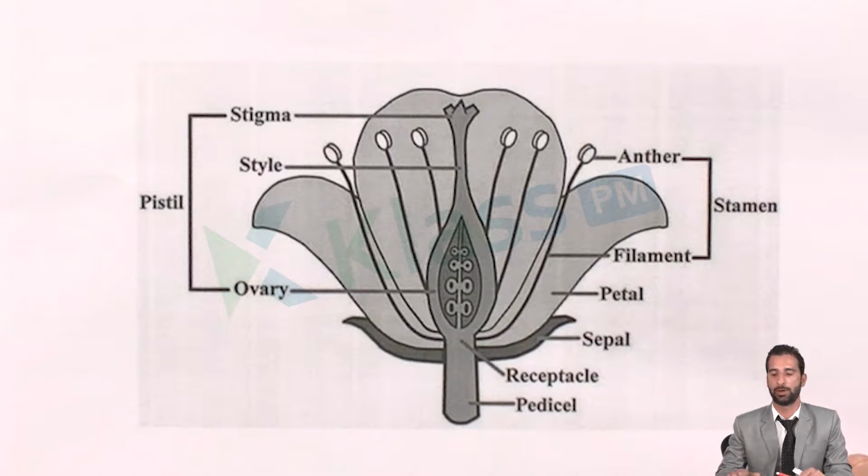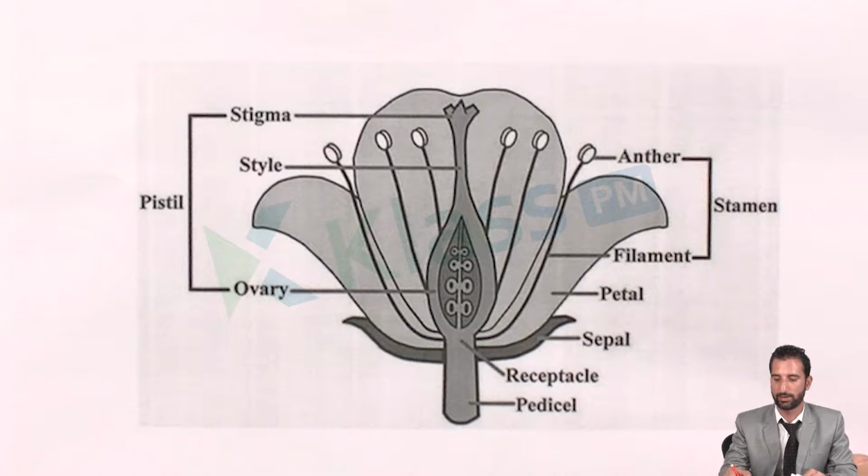In this video, first we will explain the structure of the flower, what the different parts of the flower are, which part is the male part, which one is the female part, and how sexual reproduction occurs in the plants. So this is the flower with me here, the structure of the flower.